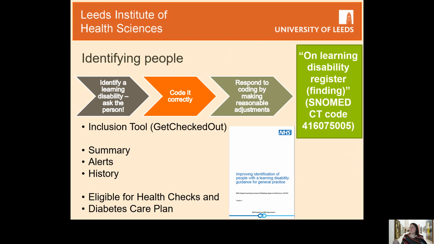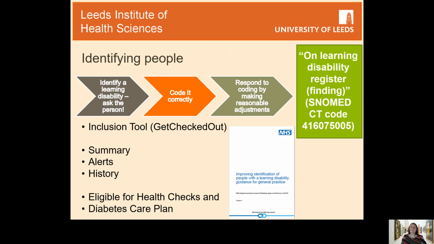So we've got a code under the SNOMED CT coding. It's there. I'm going to leave it up for a few seconds so you can jot it down. There's a whole PDF online, Improving Identification of People with a Learning Disability: Guidance for General Practice. It's the first one that comes up if you search that term, and it gives you all the codes you might like to use to look through your registers to see who's missing.